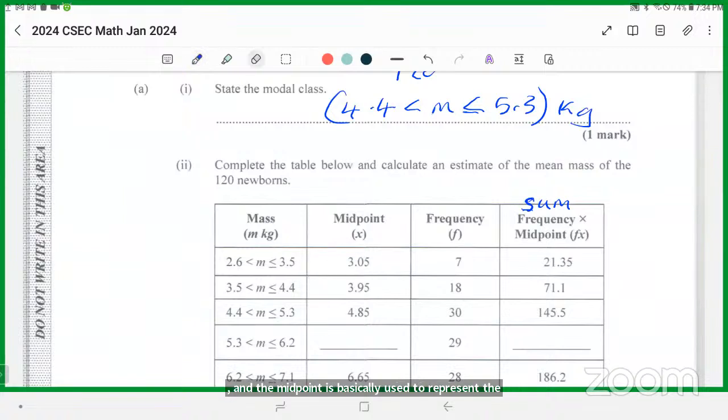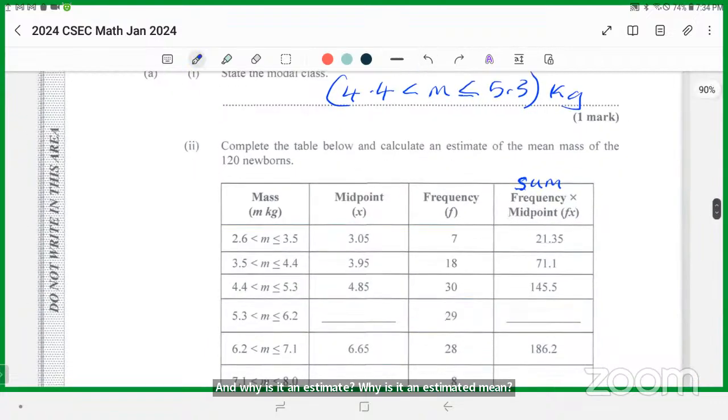And why is this an estimate? Why is this an estimated mean? Because we don't know the actual mass of the newborns, the 7 newborns in this group. We don't know the actual mass of those 7 newborns. We have to make an assumption for the purpose of estimating the mean. And the assumption is that all 7 of them measure 3.05, which is the midpoint of this group. All right? And the same thing applies to all the groups. And that's why this is an estimate.